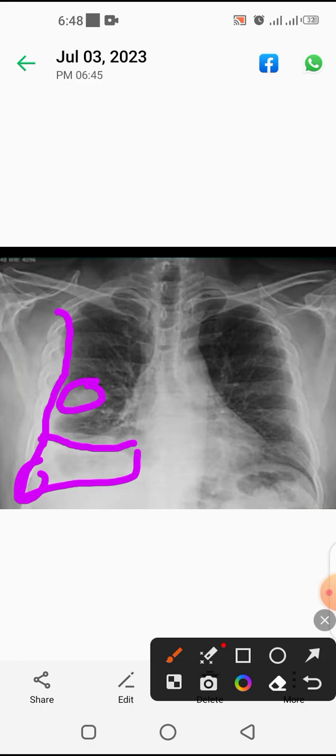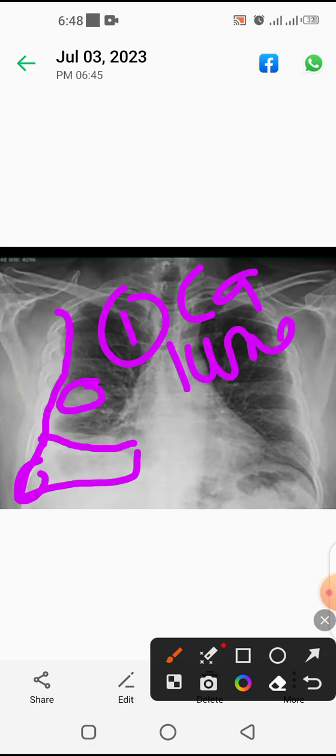So the first differential that would come to your mind is number one, the CA lung. Yes, CA lung. If this patient is an aged patient, let's for example say more than 50 years of age, and he is having hemoptysis or signs and symptoms suggestive of malignancy, or the patient is having a diagnosed case of cancer somewhere else in the body, then the first differential will be CA lung, because there is opacity with effusion. So CA lung, either primary or secondary.